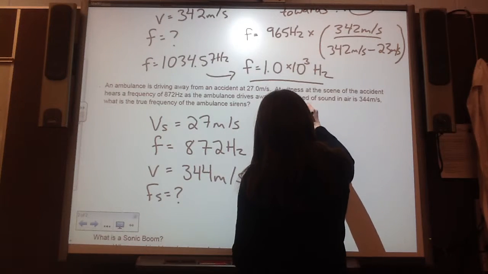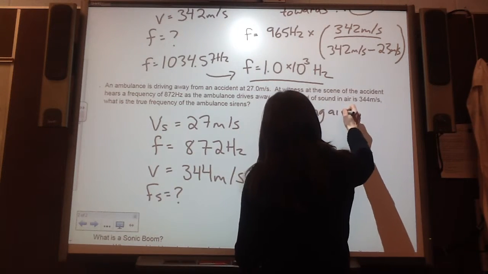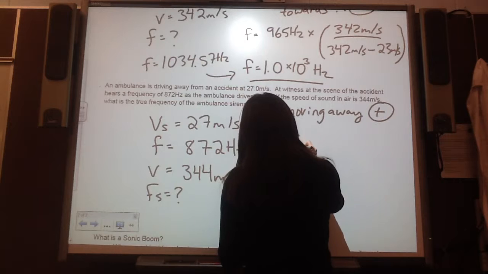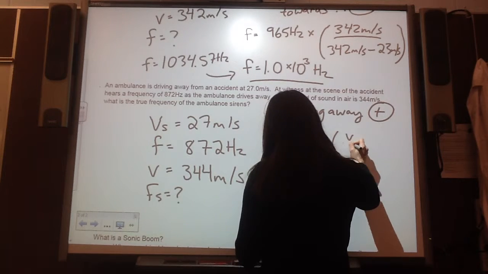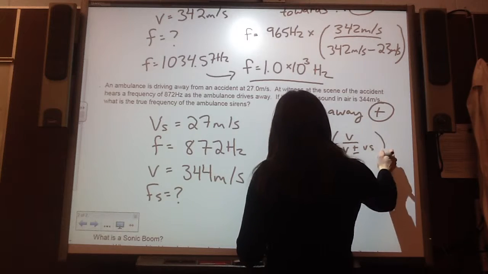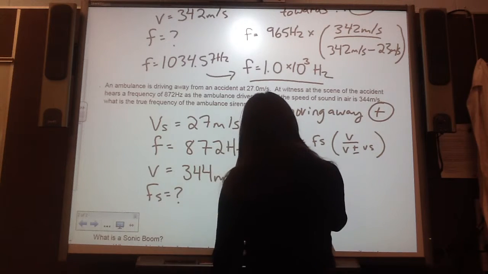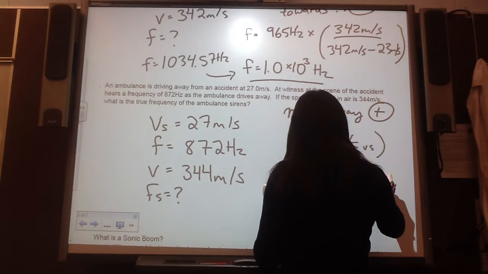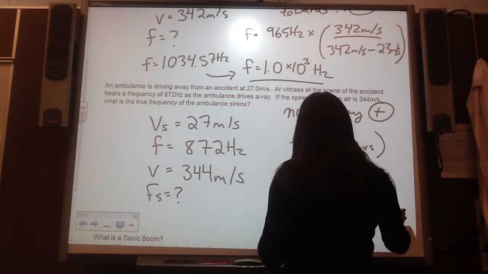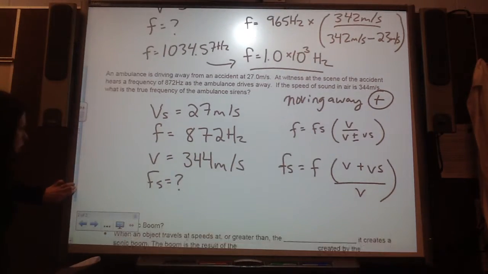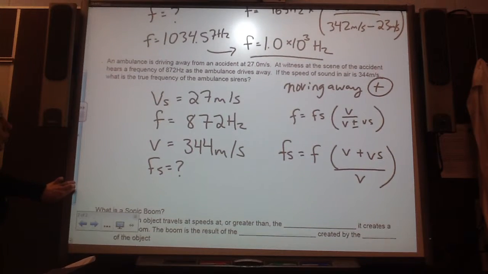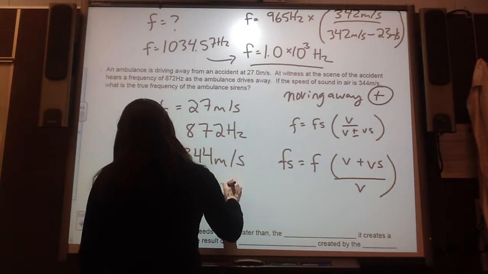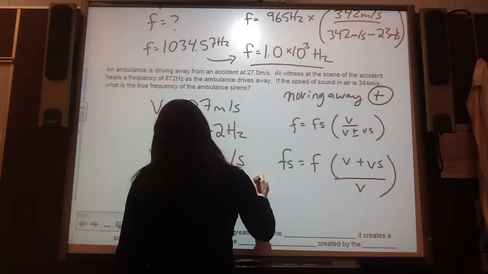So this is moving away, so we need to use positive. And we need to also rearrange our formula. So to solve for Fs, I'll just have F times V plus Vs over... So we'll put that in, and we have 872.